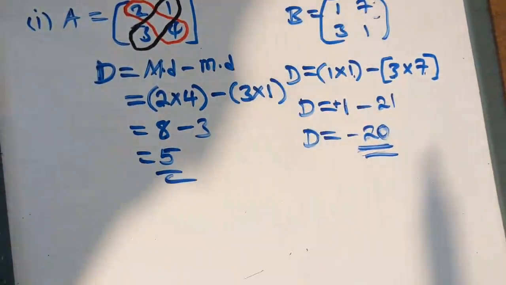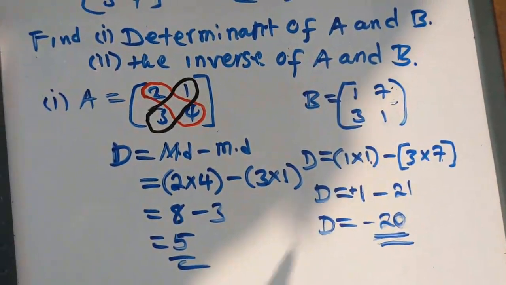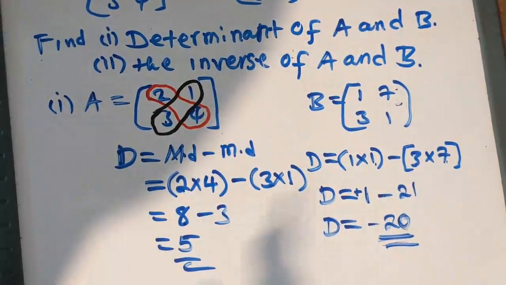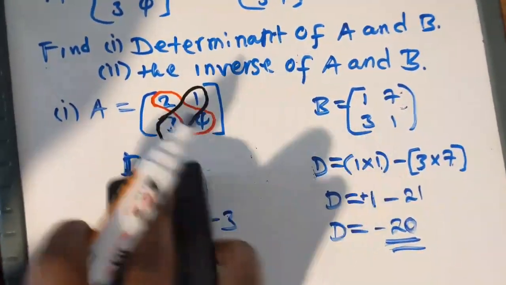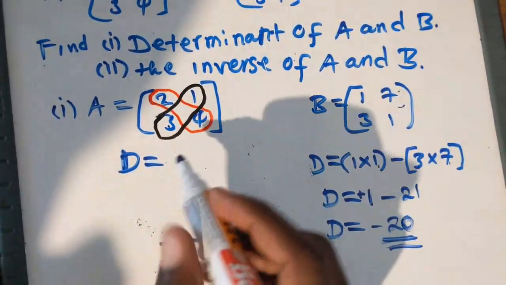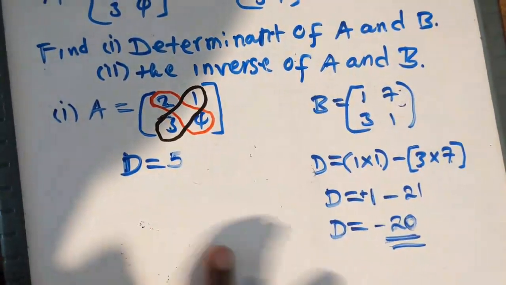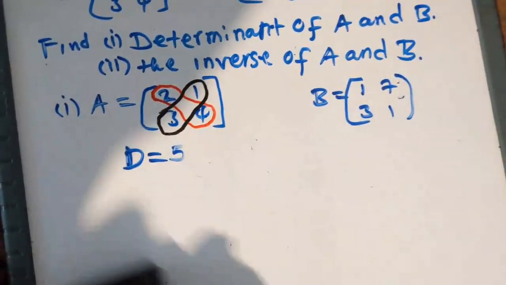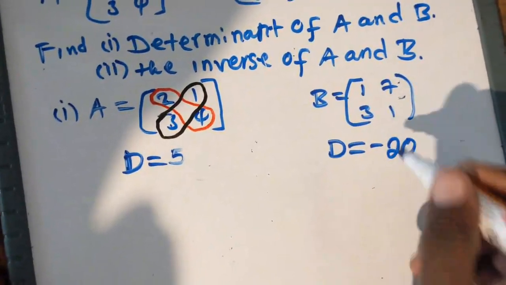Now, since we found question 1, question 2 is telling us to find the inverse of A as well as the inverse of B. So let me create some space here. Here we know that the determinant of A is 5. The determinant of B is negative 20, like that.